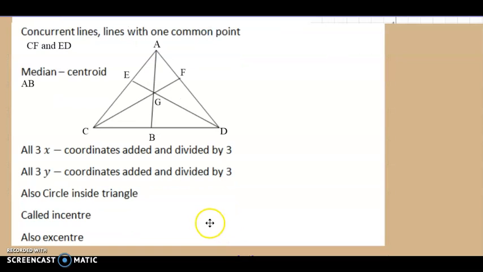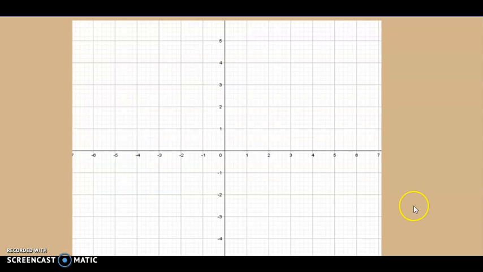This is also found when we have a circle inside the triangle. Then we talk about an in-center circle. Or we can talk about an ex-center circle. The one circle is inside and the other circle is on the outside. So let's recap and get to the fun stuff.